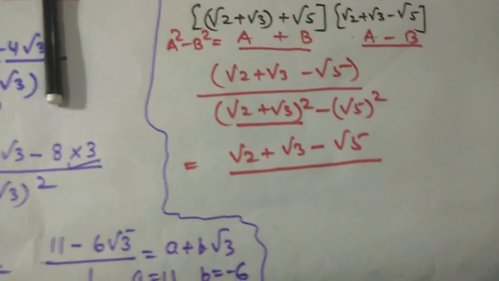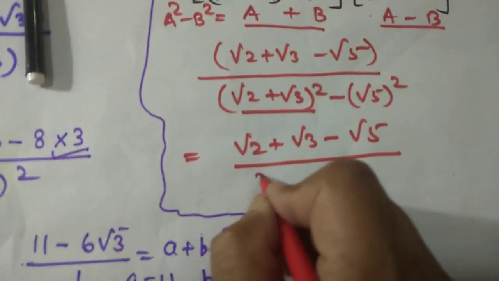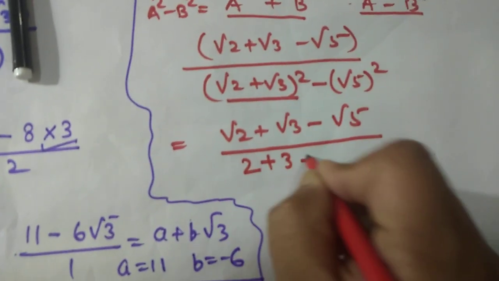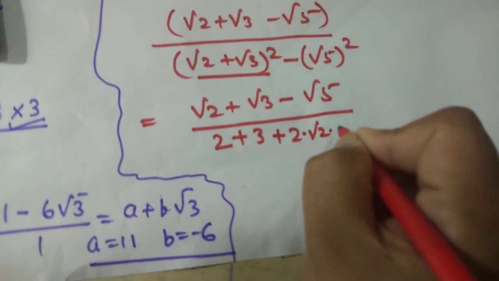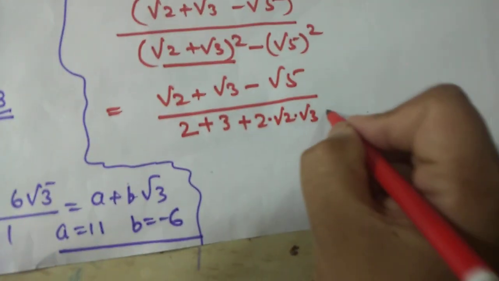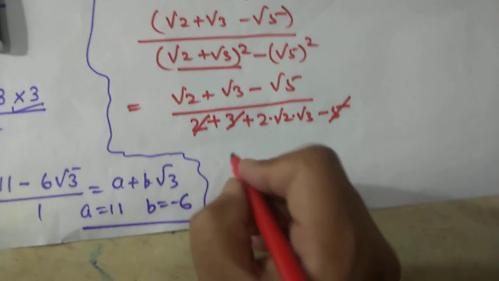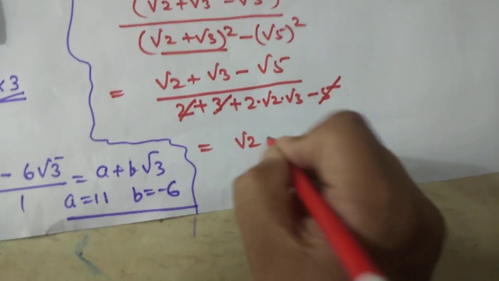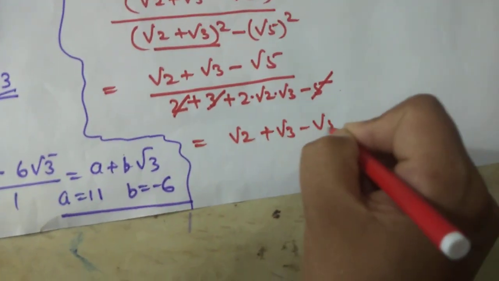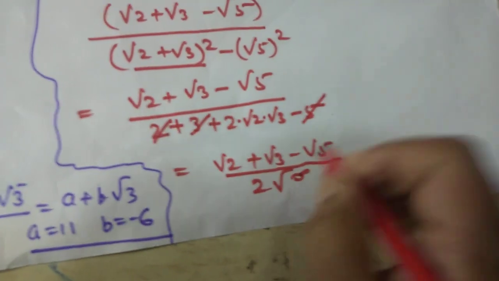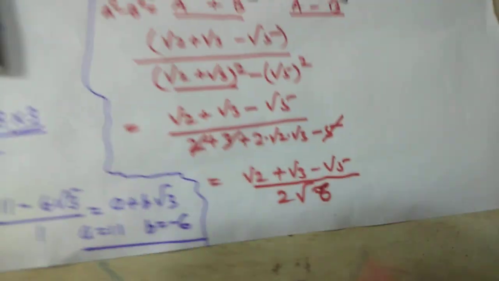So be careful. A square, root square always gives a number, 2, B square plus 2AB, and then root 5 squared is 5, 2 plus 3 is 5, cancel. So this is root 2 plus root 3 minus root 5 divided by 2 root 6.